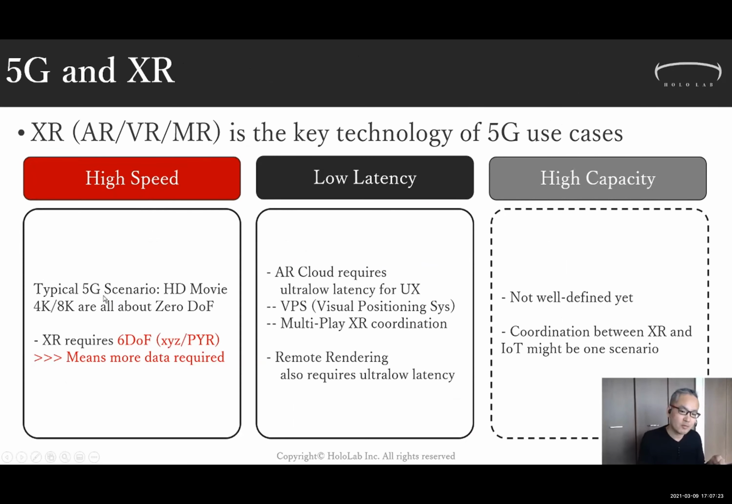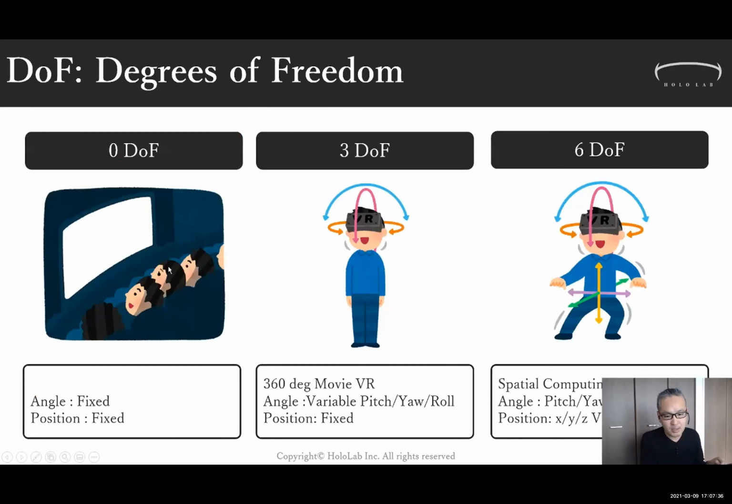The typical 5G scenario is the HD movie. 4K and 8K are all about 0 degrees of freedom. But XR requires 6 degrees of freedom, which means more data is required. So what is DOF, degrees of freedom? In a typical movie, the angle and position are fixed. So even in high definition, it is 0 degrees of freedom information.